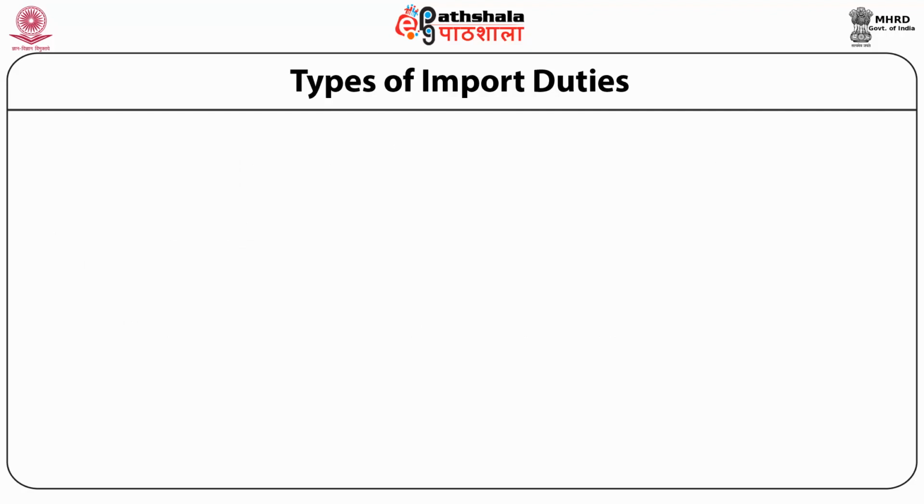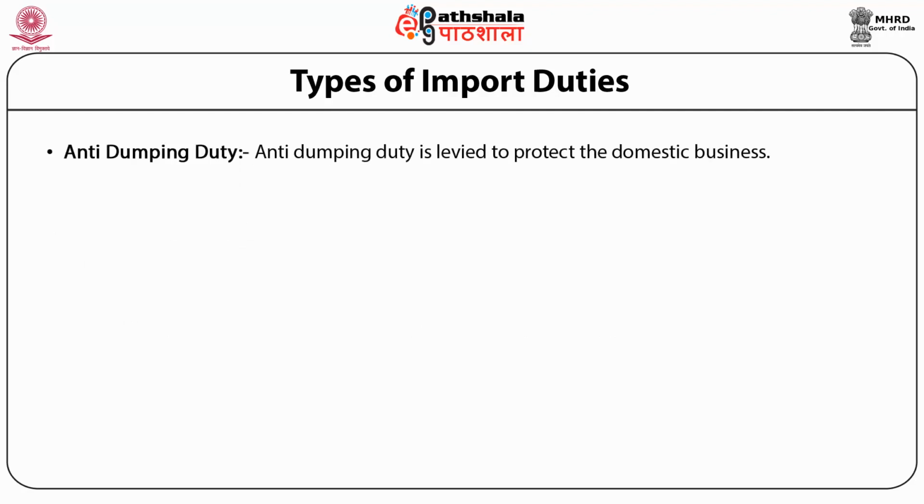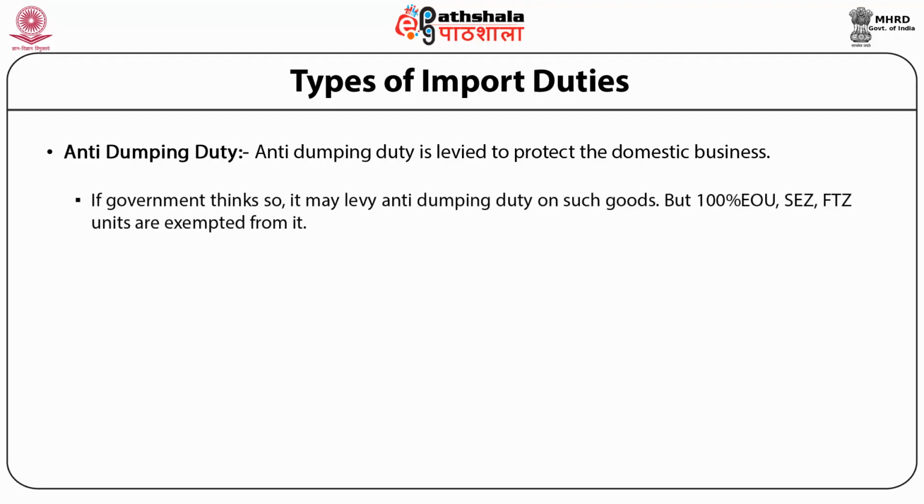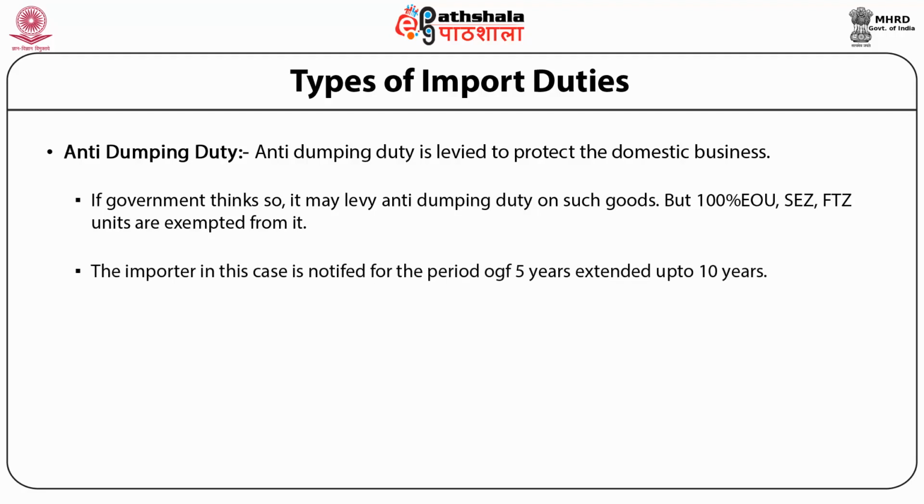Another type of duty is anti-dumping duty. Anti-dumping duty is levied to protect the domestic businesses. It is imposed on the goods which are sold below the market price. If the government thinks so, it may levy anti-dumping duty on such goods. But 100% EOUs, SEZs or FTZs units are exempted from it. The duty cannot exceed the difference between the market price and the export price, that is, the margin of dumping. The importer in this case is notified for a period of 5 years, extended up to 10 years.